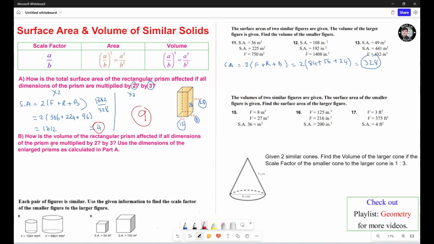Now we need to verify the ratio of the volume. Okay, so if we multiply by 2, what happens to the volume?